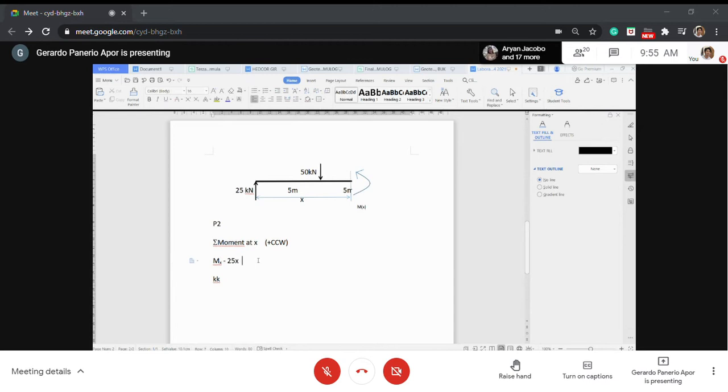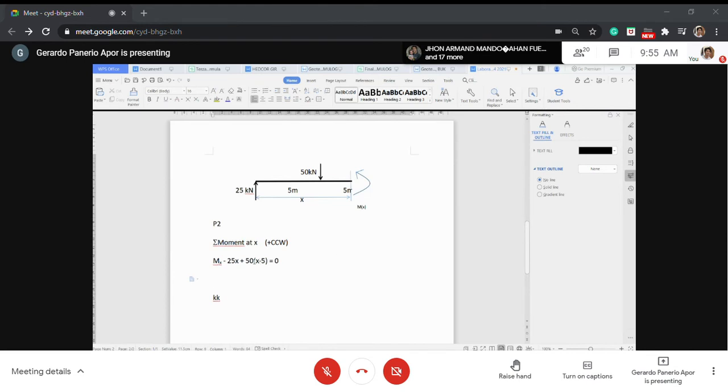Then there's another one that will cause moment, the 50. So you'll have 50 rotates in a counterclockwise manner about this point x. 50, but the moment arm is x minus 5. And that is equal to 0. So this is the moment equation actually.